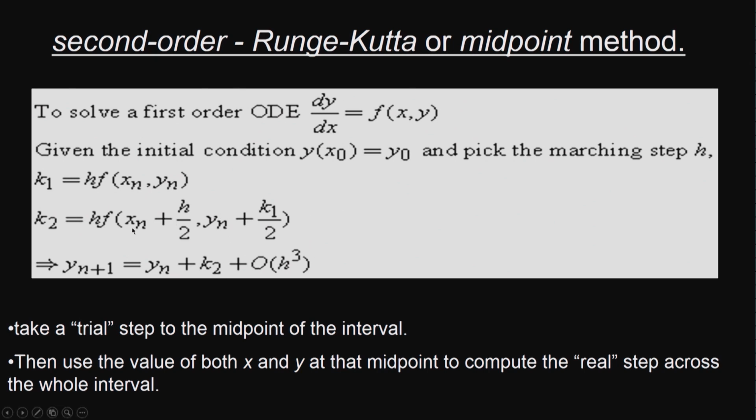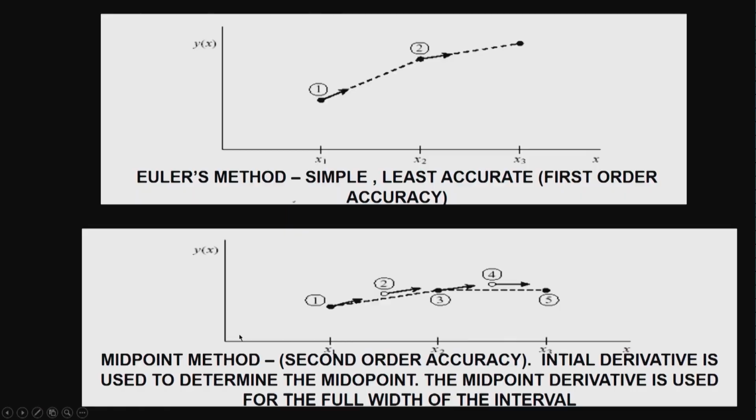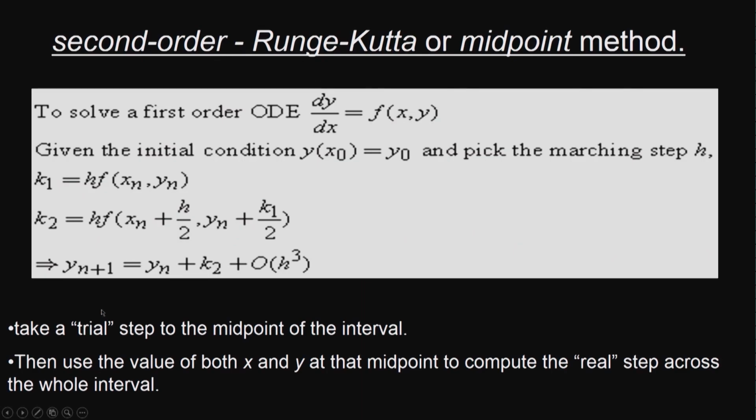As you can see, you calculate the slope at xn plus h by 2, yn plus k1 by 2, and then make use of it to calculate the yn plus 1 value. That is called taking a trial step, and then determining from there. That is called the midpoint method. So this is called a second order Runge-Kutta method, and the error is of the order of h cube, which is good.